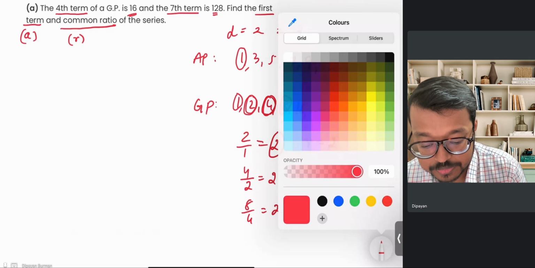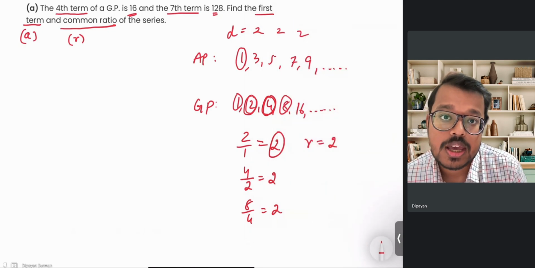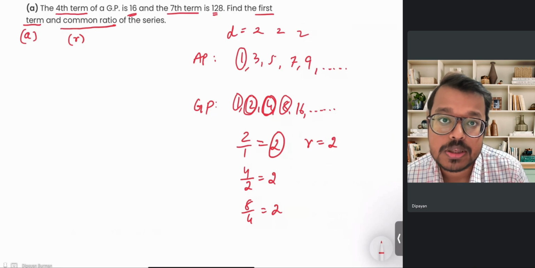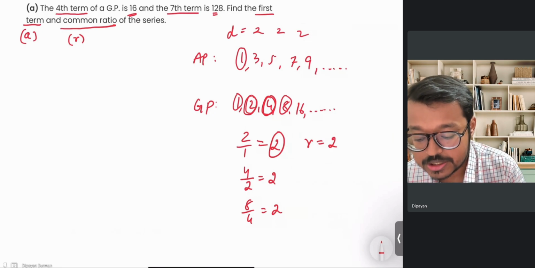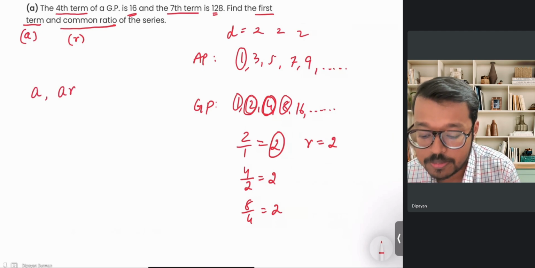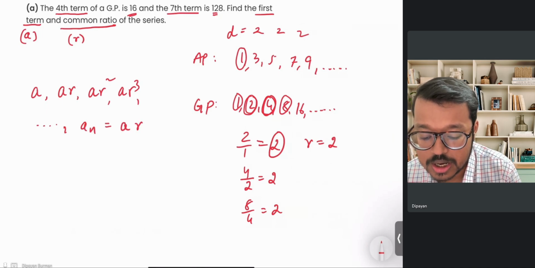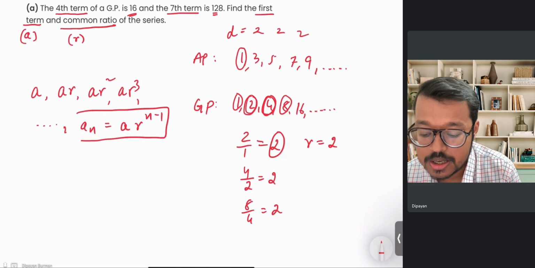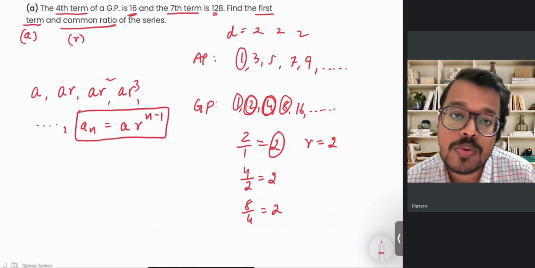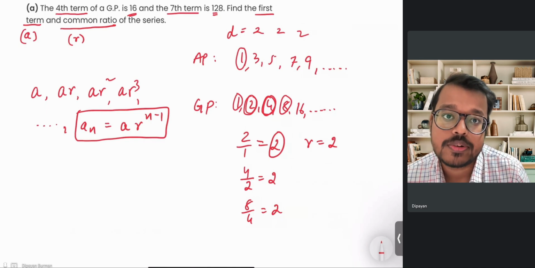Now we can find out the nth term of a GP. There is a direct formula. For example, the first term of a GP is A. The second term will be A multiplied by the common ratio R. The third term will be AR multiplied by R, which is R square. The fourth term will be AR cube. So therefore, the nth term An will be equal to A into R to the power n minus 1. Like in an AP, the nth term was A plus n minus 1 into D. That was a general formula. The same we have for a GP.